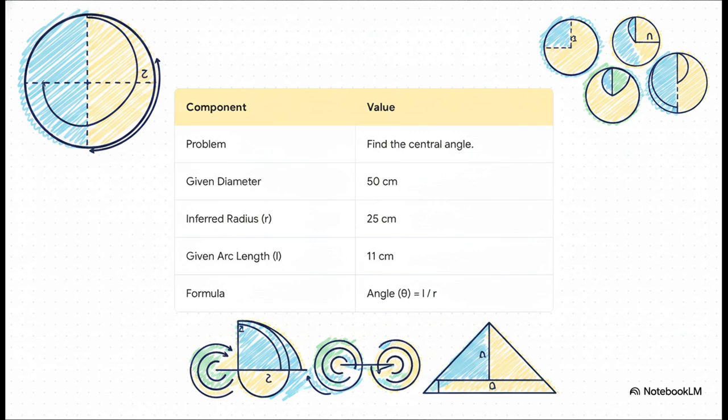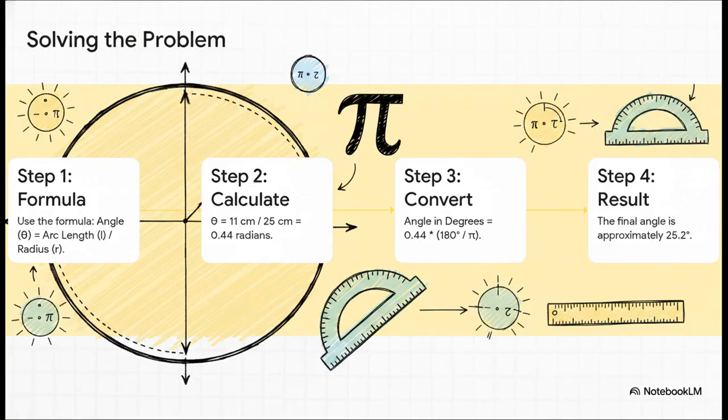Imagine you've got a circle, and you know its diameter is 50 centimeters. You then measure a piece of the edge, the arc, and it's 11 centimeters long. The puzzle is, what's the angle that arc makes back at the center of the circle? Well, the most direct way to solve this is to use radians, the circle's natural language. First, the radius is just half the diameter, so that's 25 centimeters. Then, the formula for the angle in radians is super simple. It's just the arc length divided by the radius. So we take 11, divide by 25, and we get 0.44 radians. From there, we just use our conversion formula to turn it into degrees, which gives us about 25.2 degrees.